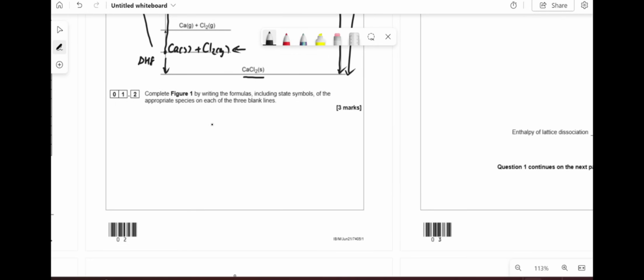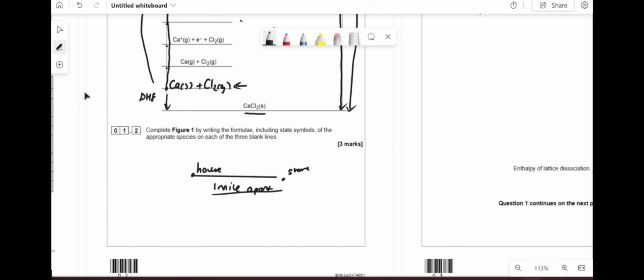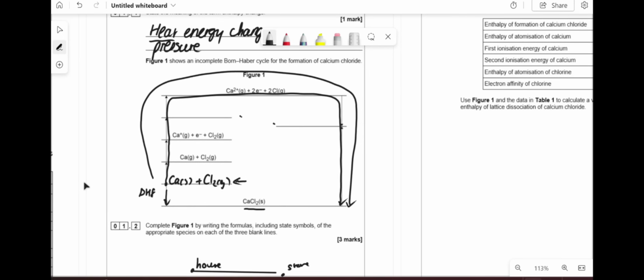A way I like to make sense of this is imagine this is your house here, and this is a store here, and they're like, I don't know, 1 mile apart. If you go from your house to the store, you've traveled 1 mile from your house. But if you decide you want to go all the way to Australia and back, so you set off from your house and you go all the way to Australia and then back to the store, you're still 1 mile apart from your house, even though you went all the way to Australia. It's the same thing here. The start and end point are the exact same, so the enthalpy change is going to be the same.